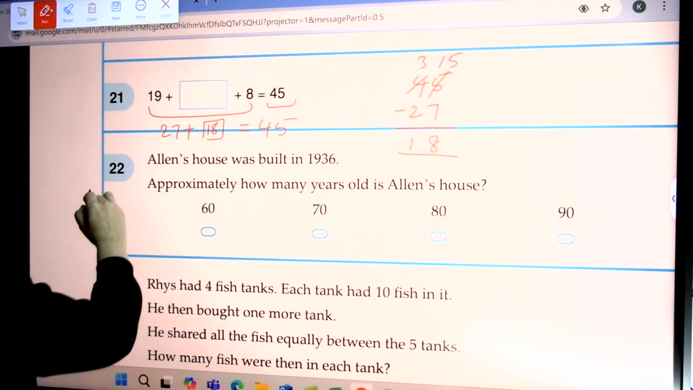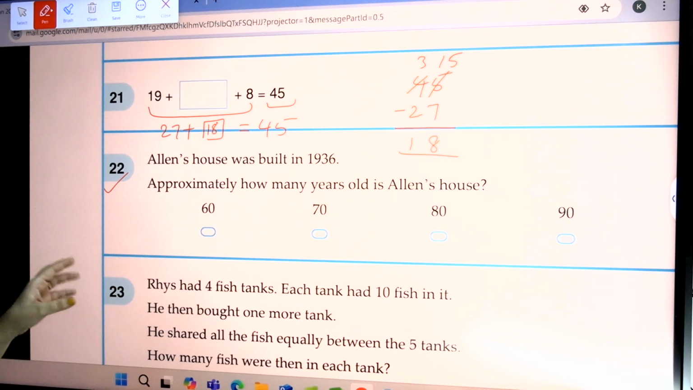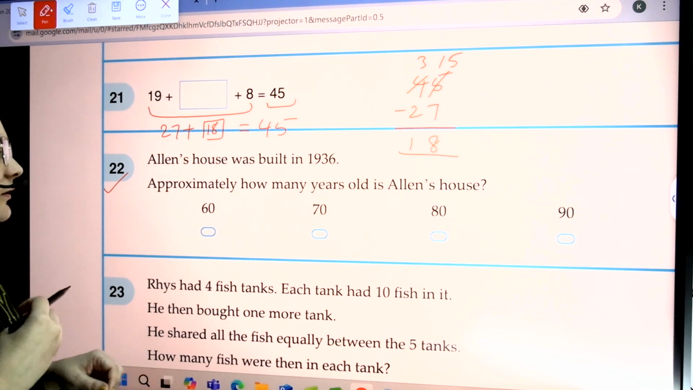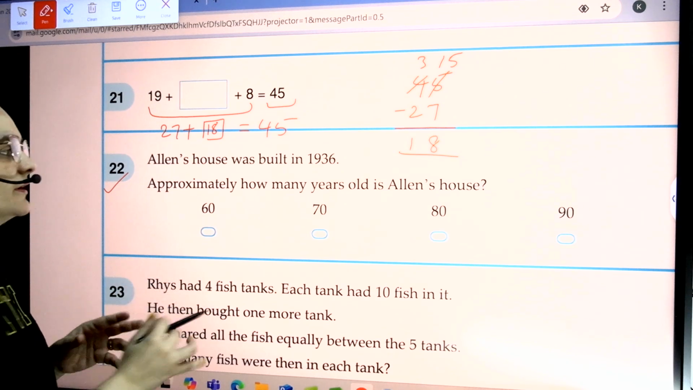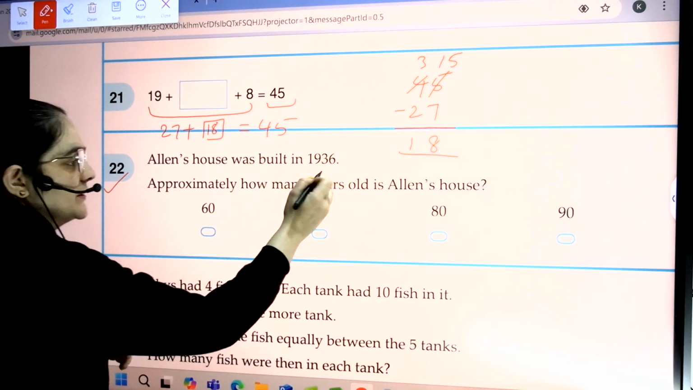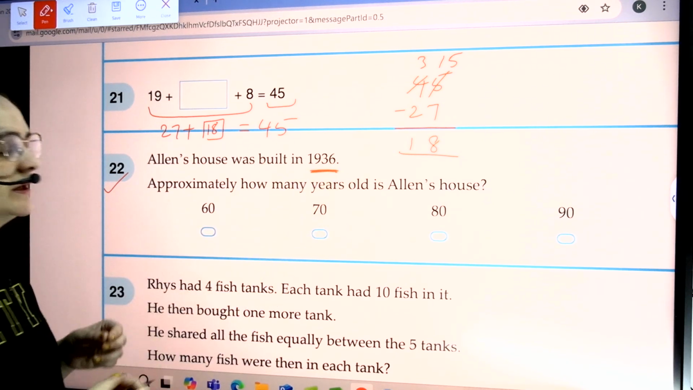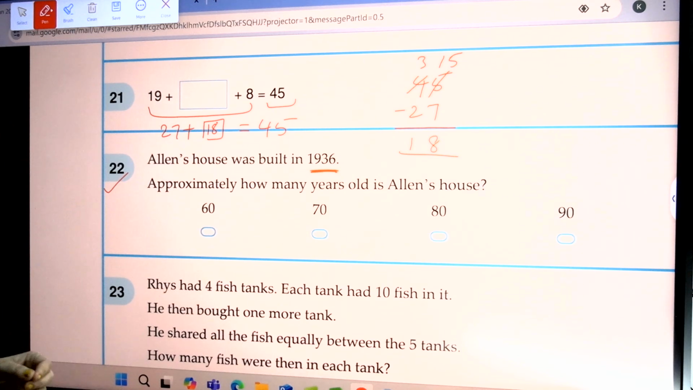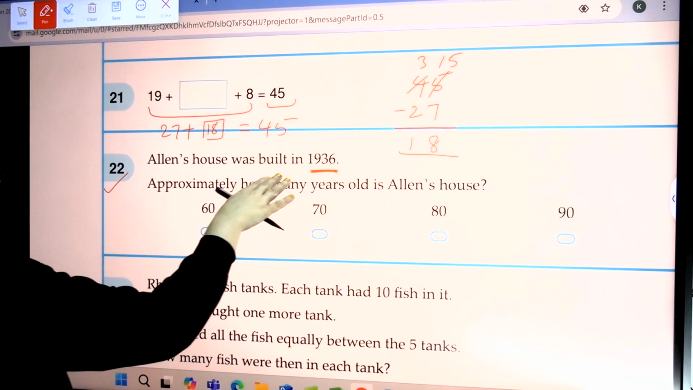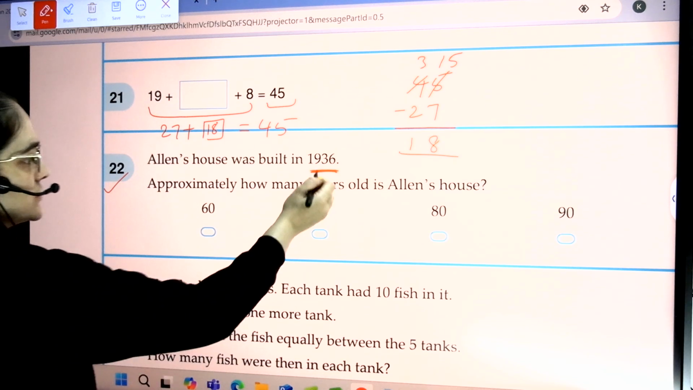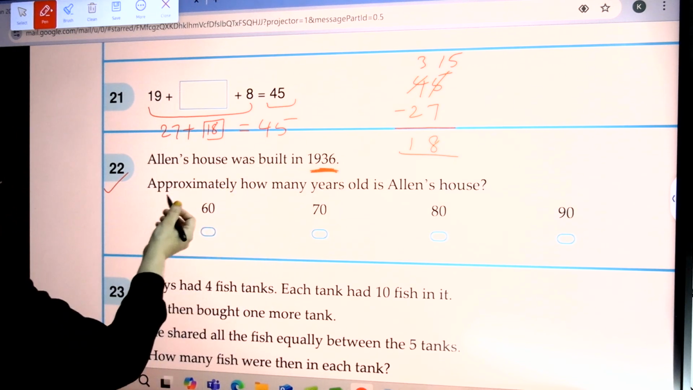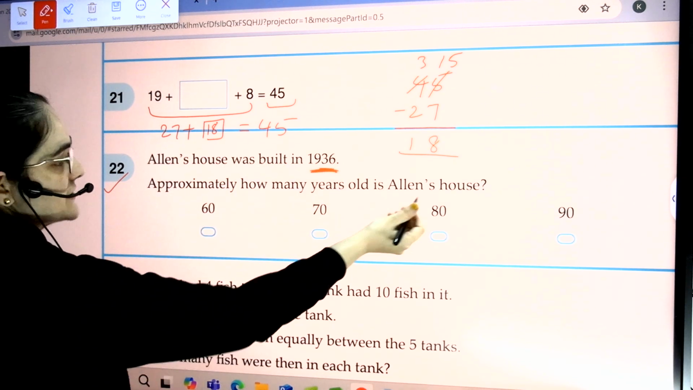Let's move on to question 22. Before we do, I request you always pay special attention to the numbers and main information given in the question to answer quickly, because all your NAPLANs are timed tests. Alan's house was built in 1936. Approximately how many years old is Alan's house?